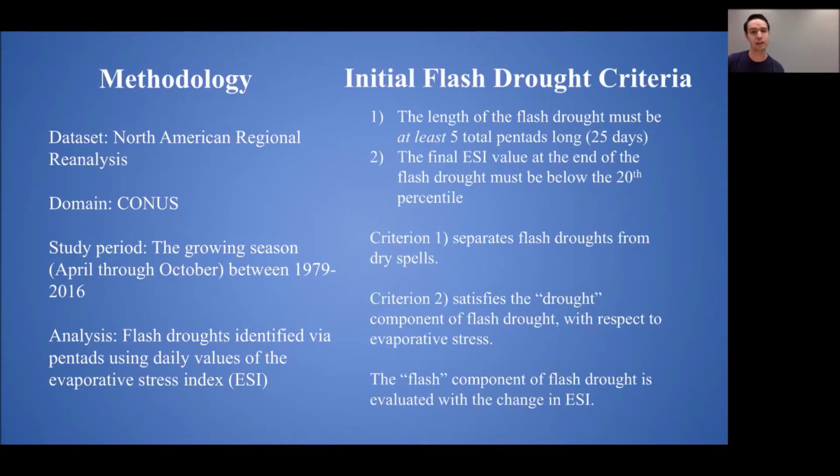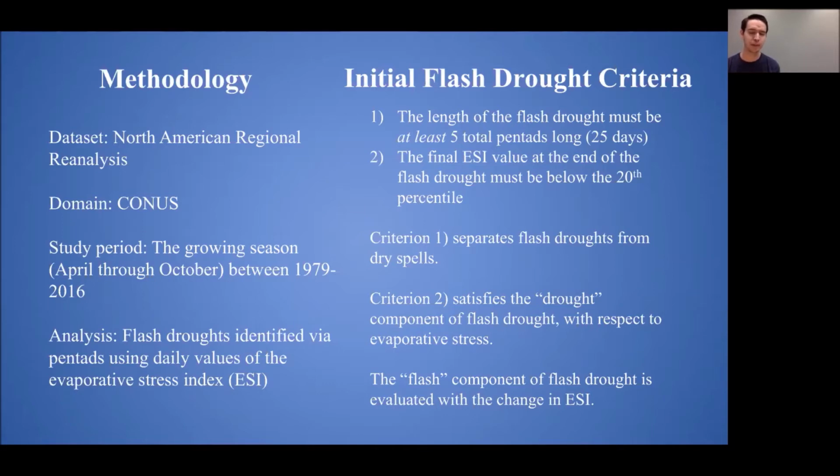5 days. And then, before getting into the flash drought algorithm, there are 2 criteria I wanted to focus on and talk about briefly. The first one was the length of a flash drought, going back to the longevity and the impact of a flash drought. We defined here that the flash drought needs to be at least 5 total pentads long, or 4 changes total. This comes out to 25 days.